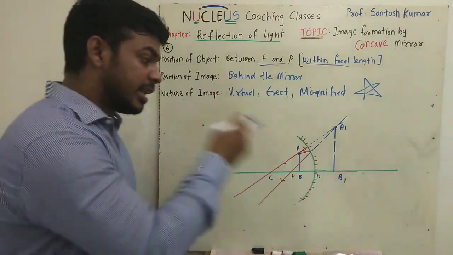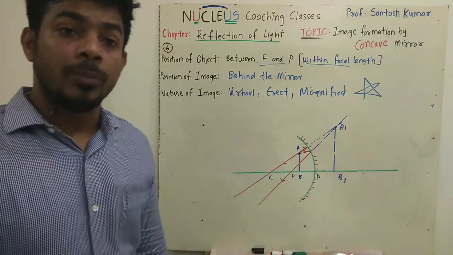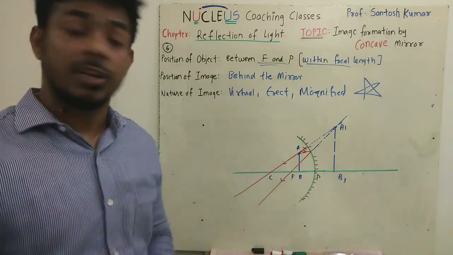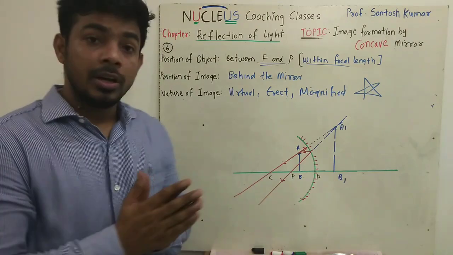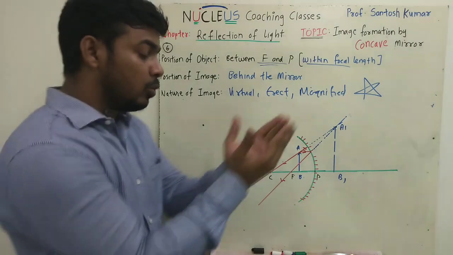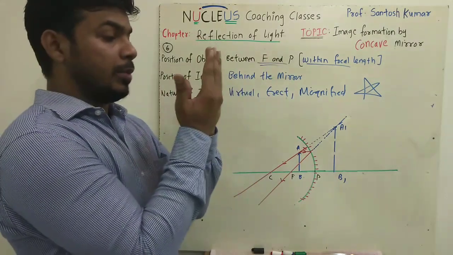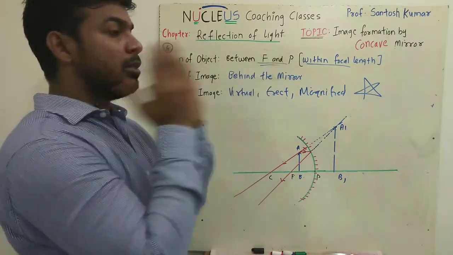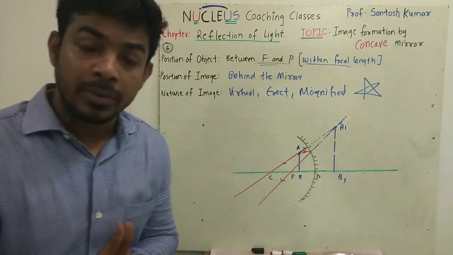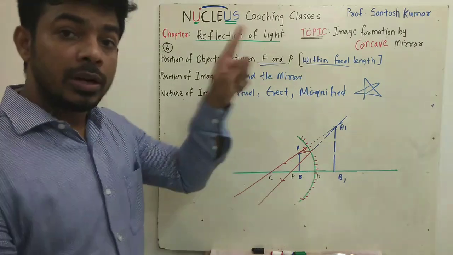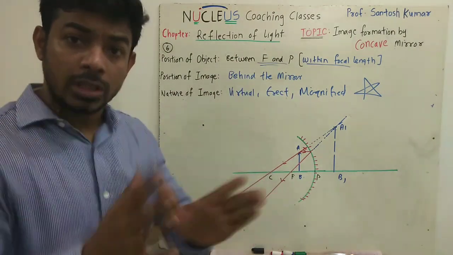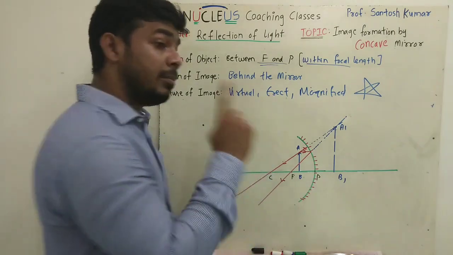The last case which we have studied is very, very important from the application point of view. It is the same application where we talk about the dentist mirror, the makeup or shaving mirror. Whenever we use a mirror for shaving or makeup, we keep the object very close to the mirror, right? That means our face lies within the focal length of the mirror, which forms a virtual, erect and magnified image. Here the image being virtual is not important. What is most important is that the image is erect.